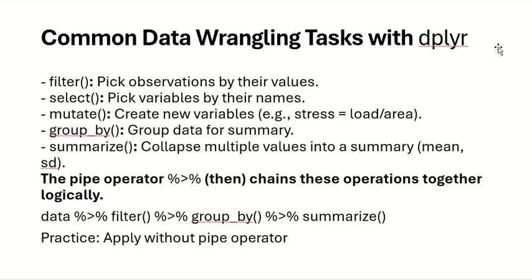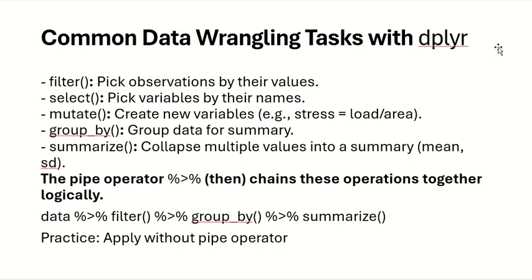Some common commands for data wrangling with the dplyr library. You can filter the data, so it will only pick observations which match a particular value. So once you have looked at the data, you may filter the values. I don't need any zero values, I don't need any negative values. These are all R commands.